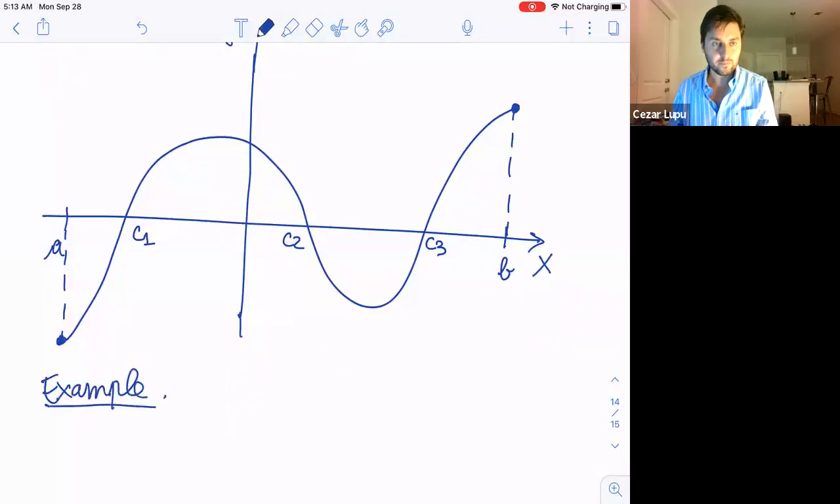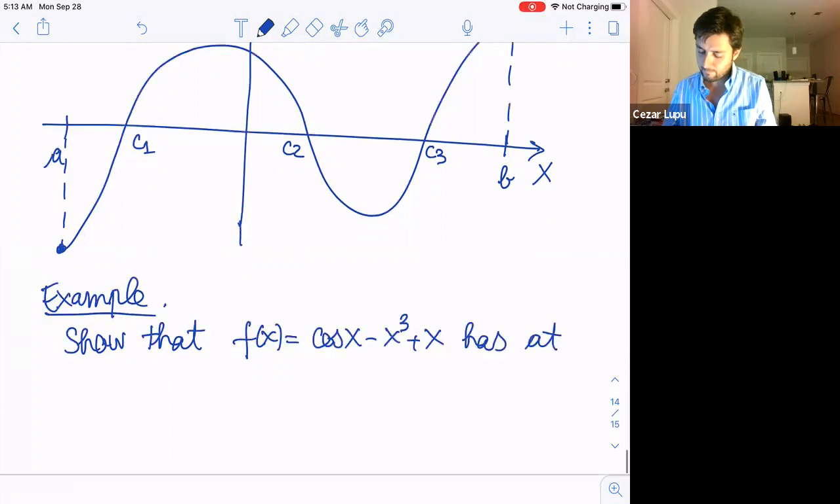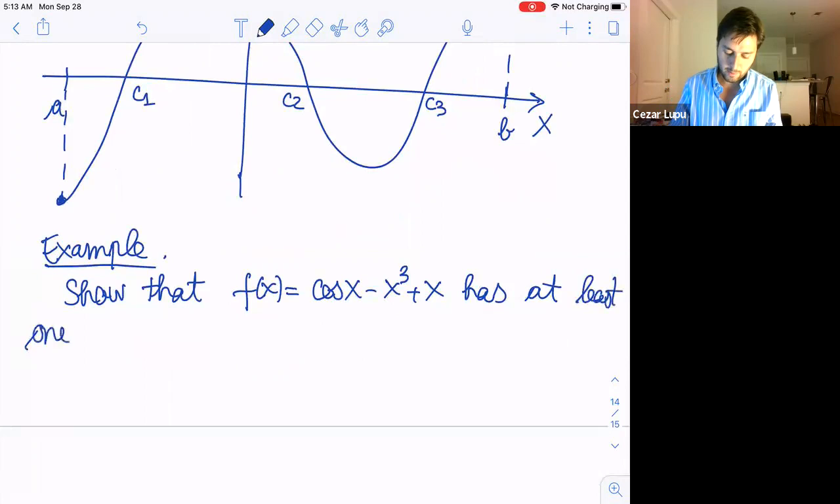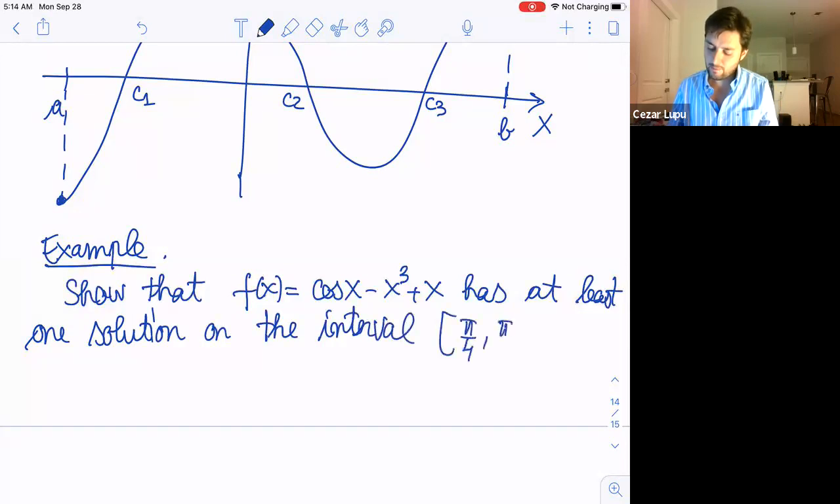For example, show that the function f of x, let's just say it's cosine of x minus x cubed plus x, has at least one root, or let's say one solution, on the interval, let's say pi over 4, pi over 2.